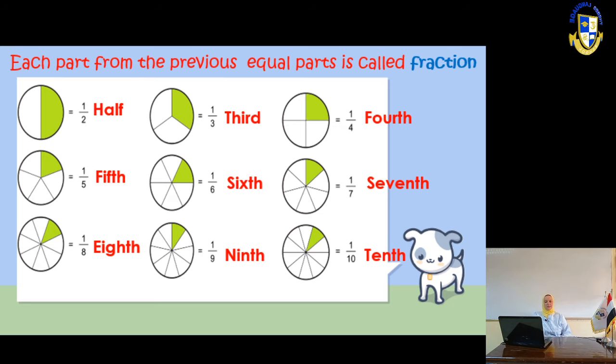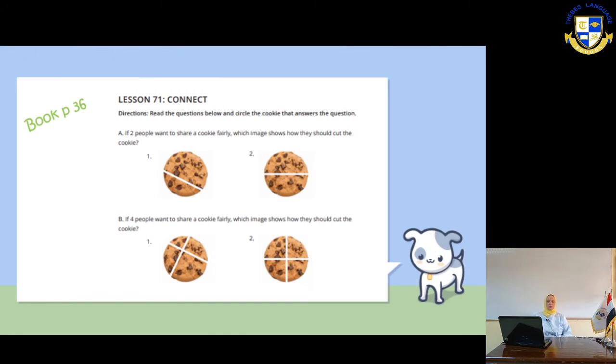Okay, now in the next page, we are going to use the book, page 36. Okay, number A, if two people want to share a cookie fairly, which image shows how they should cut the cookie? We are going to choose number 1 or number 2. Which is fair to share? Of course, we are going to choose number 2. Number B, if 4 people want to share a cookie fairly, which image shows how they should cut the cookie? 1 or 2? Of course, it will be 2.